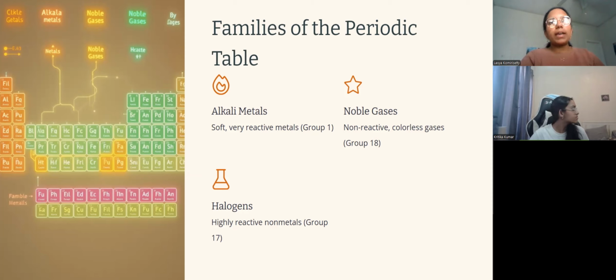And then we have the noble gases. These are non-reactive, colorless gases and they're in group 18. That means like almost the last group. They're somewhere here, right? And they are known as noble gases because they're non-reactive. And then we have the halogens. These are highly reactive nonmetals, and they are in group 17, so one group before the noble gases, and they are very highly reactive nonmetals. And metals are mostly in the left side of the periodic table. And then we have the nonmetals mostly on the right side or throughout the periodic table.